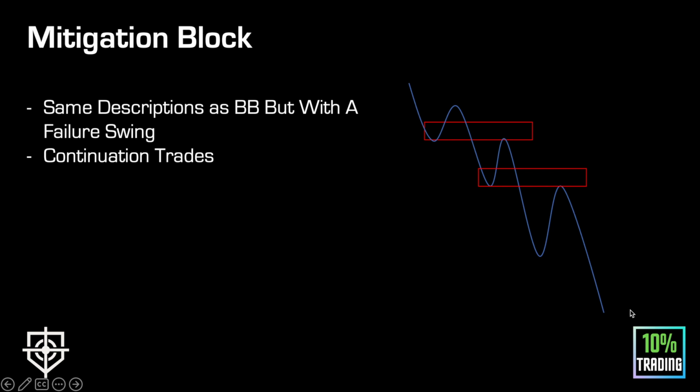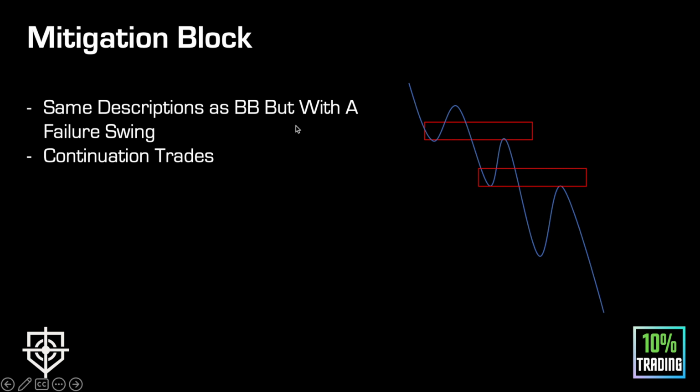So the similarity is that we trade through them for both the mitigation block and the breaker block. But with these, you can see this is just a normal downtrend. There's no market structure shift here. And as I've said, this is a continuation trade, meaning market structure shift shows reversals. There's no reversal here. This is continuation. This is just getting in line with the move that's already occurring, just getting in line with the current trend.